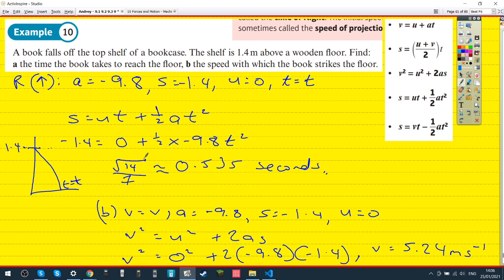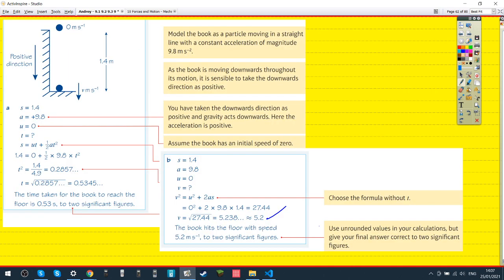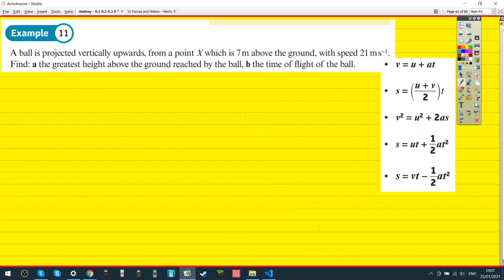Yeah. So we were square rooting, so you'd have to make sure the negatives are the right way around. Same with part B. Minus 9.8, minus 1.4. Just watch out for that. You'd probably just make it positive. Okay. How about this one?